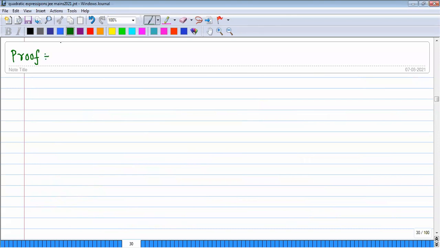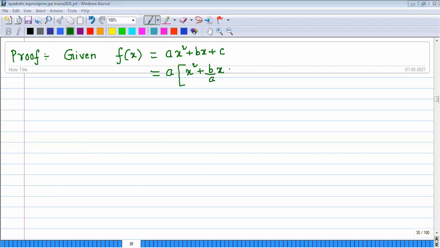So now, here given f of x equals ax square plus bx plus c. Now, from ax square plus bx plus c, take a common out. If you take a common out, what do you get? x square plus b upon a x plus c upon a.